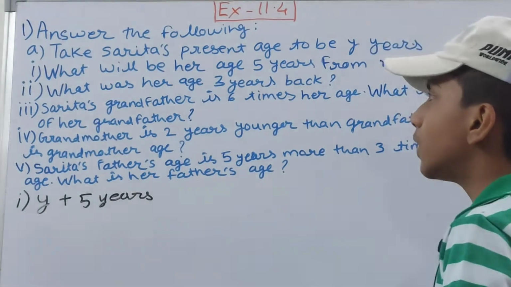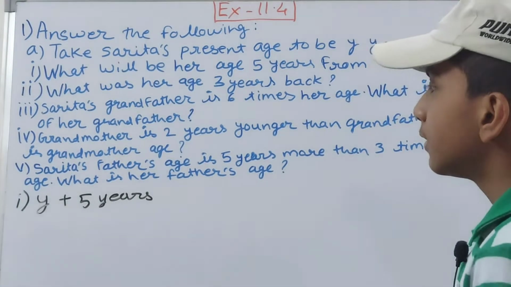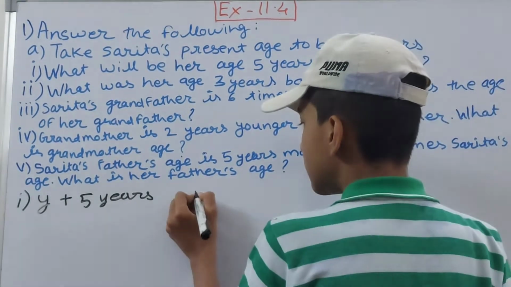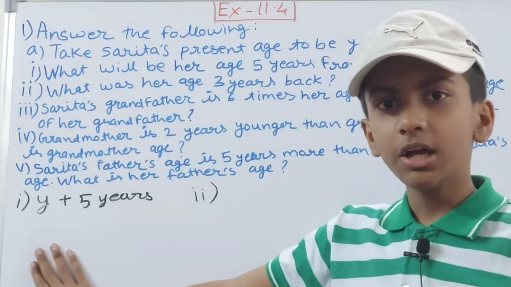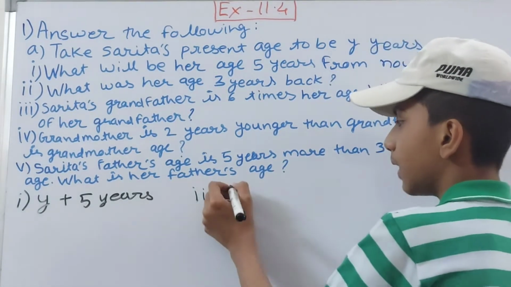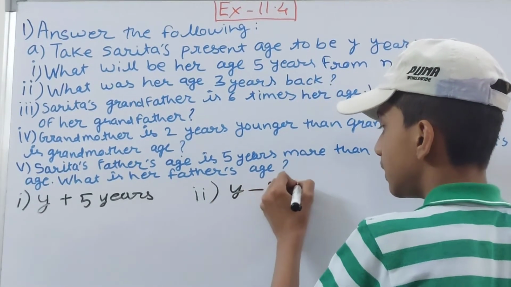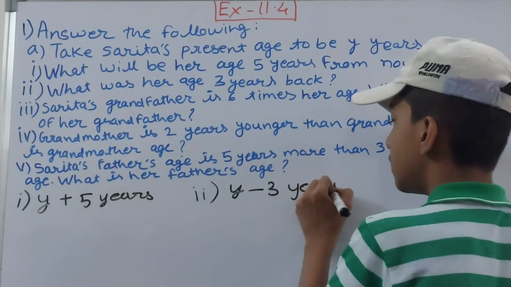Okay. What was her age 3 years back? So for this what we can do is we can subtract 3 years from her age, right? That will be it. So Y minus 3 years will be her age 3 years back.